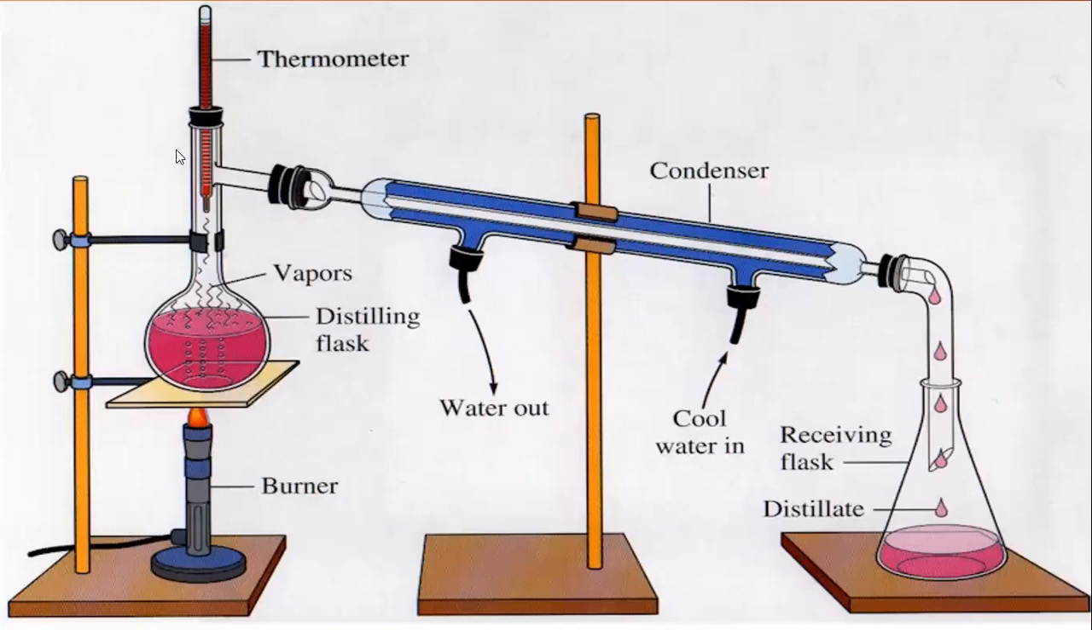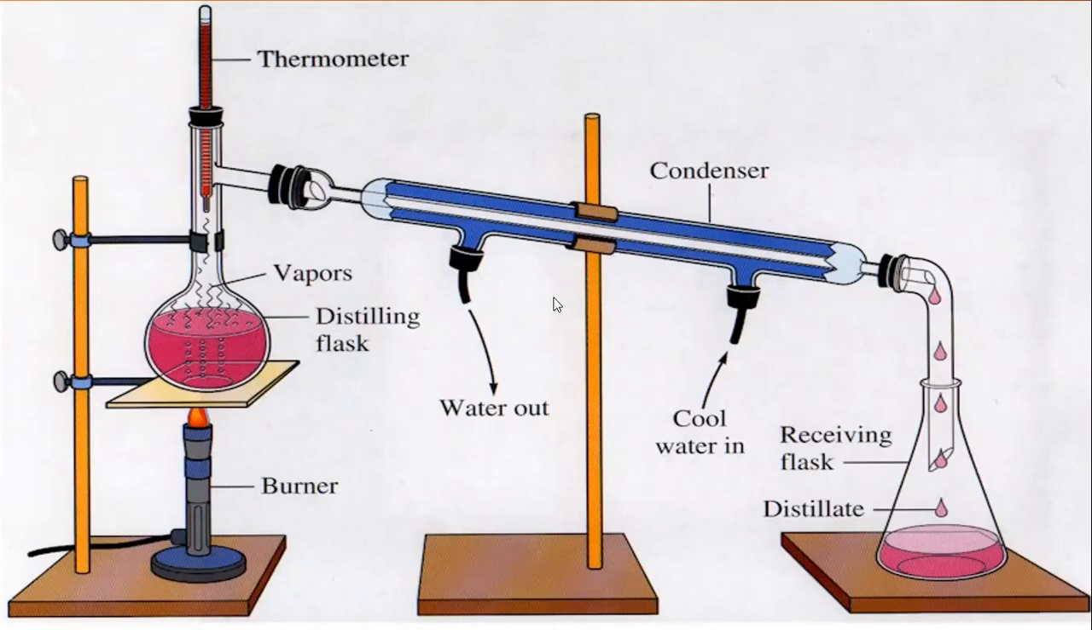So there is no way to escape here, so that it is covered with the cork. So this water vapor will then enter into the condenser. So the condenser contains coiled tubing, okay, so that more coolant is exposed to the water vapor.